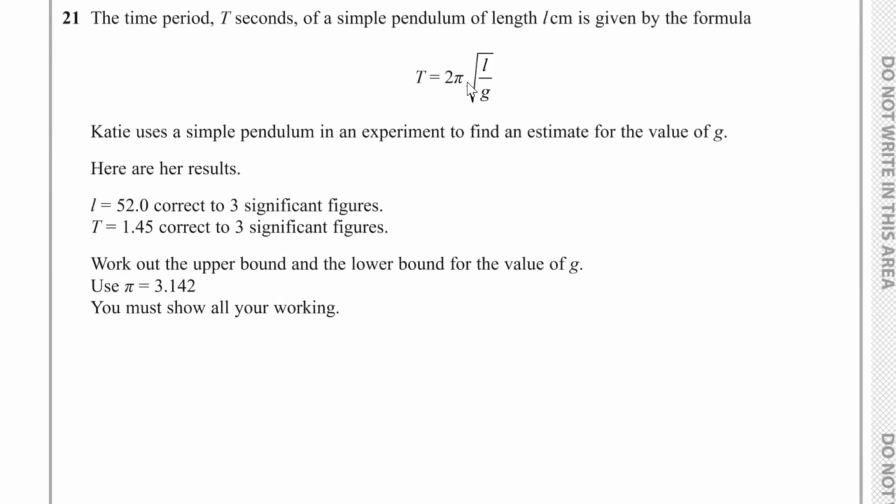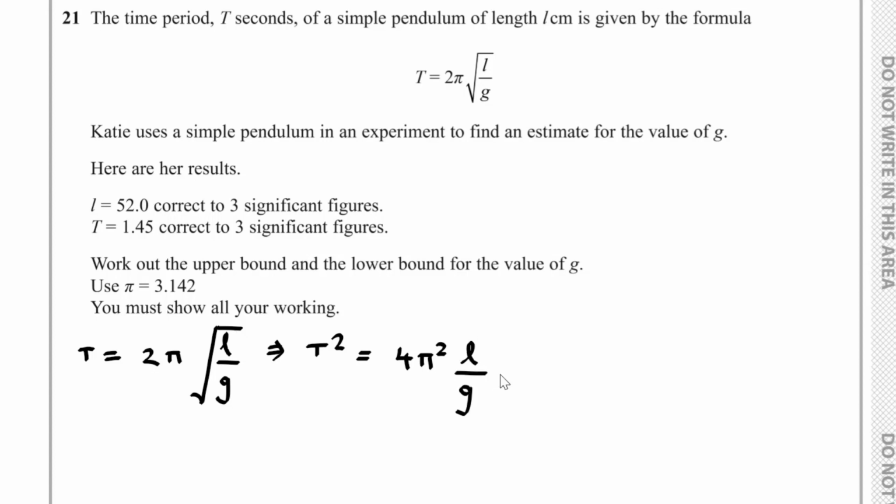Now what we'll do over here is rearrange for G. So if I've got t equals 2 pi multiplied by the square root of L over G, then I can square both sides, leaving me with t squared equals 4 pi squared, so we need to square the 2 pi as well, multiplied by L over G. And I want to get G by itself, so if I multiply through by G and then divide through by t squared, we can conclude G then will equal 4 pi squared L divided by t squared.